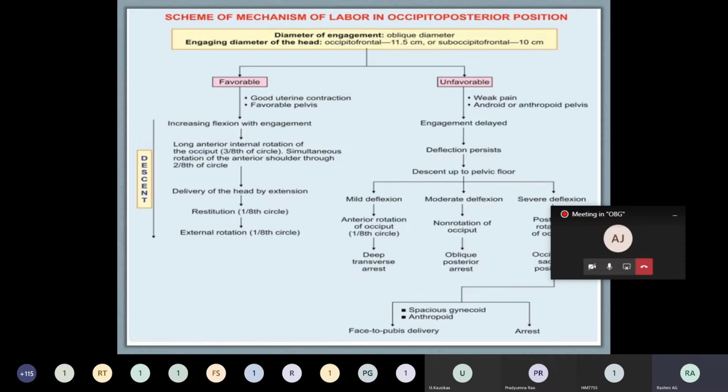But certain times what happens is the outcome is not favorable. In which condition? One is when the uterine contractions are not good enough.